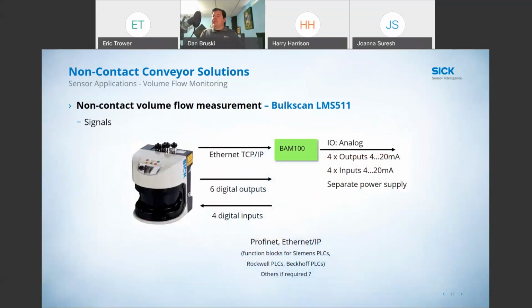The bulk scan has several digital inputs and outputs. So once it gets all that information, how does it talk to anything? We have an Ethernet interface to distribute and exchange the information. We have an analog module that can take inputs and outputs and convert them to analog. We also have different function blocks to make the integration to common PLCs like Rockwell Allen Bradley, Siemens, and Beckhoff PLCs as well.